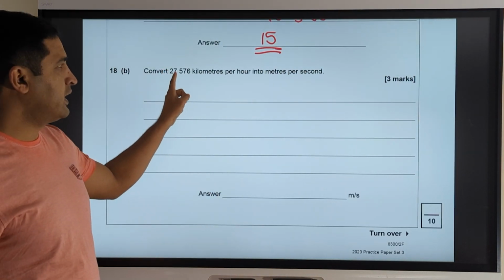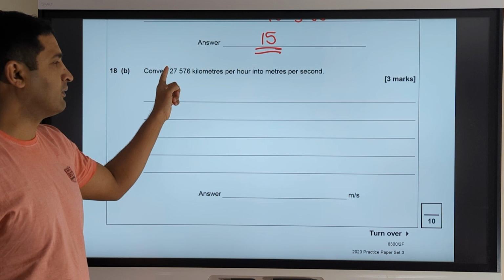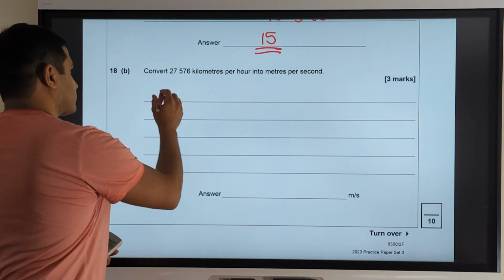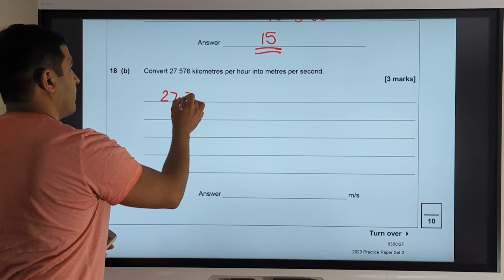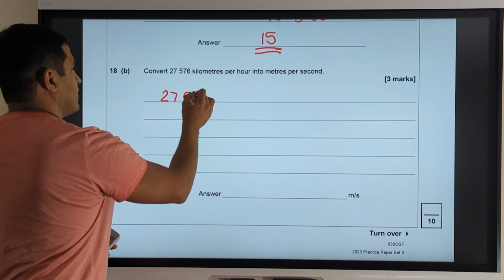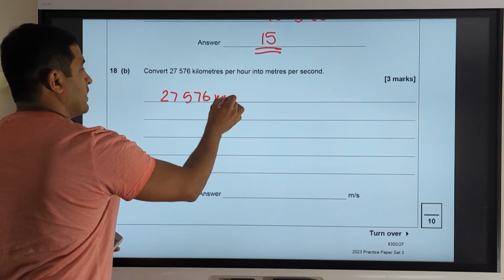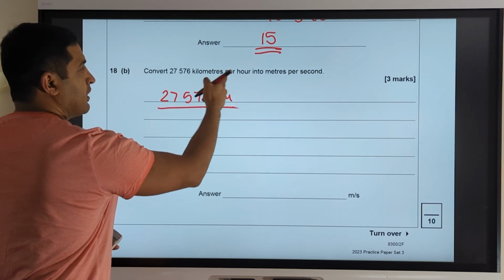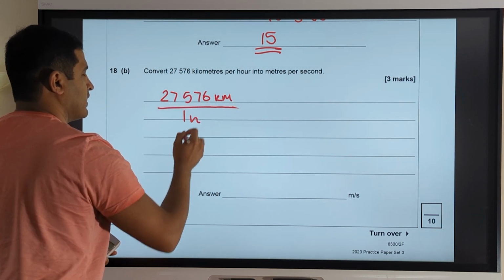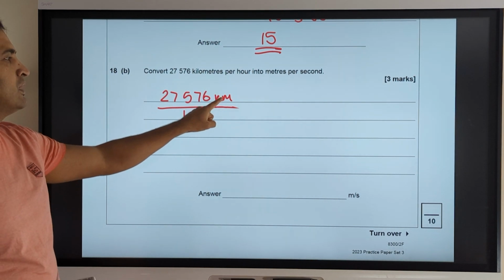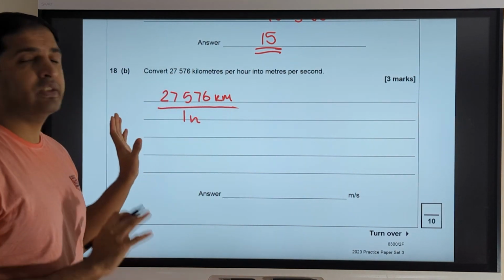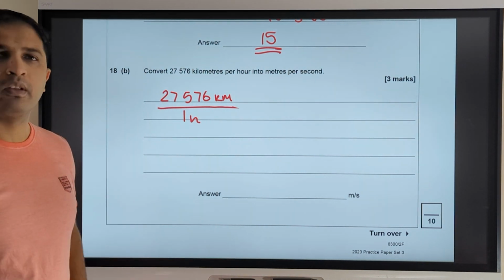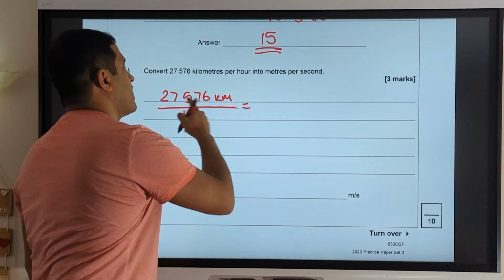Convert this into meters per second. So I'm going to write it down. 27,576 kilometers per hour means in 1 hour. And I need that in meters and I need that in seconds. So I'm going to just keep the fraction the same. Okay. So change that into meters.